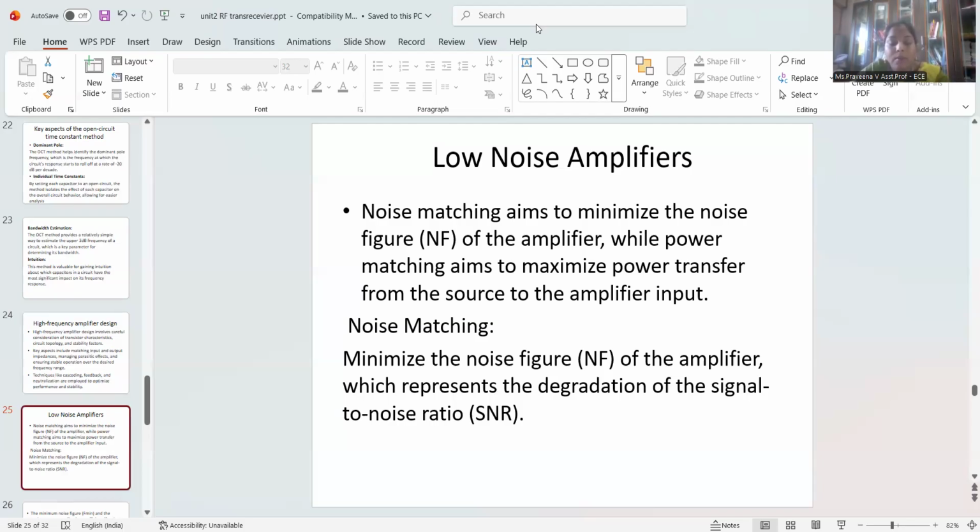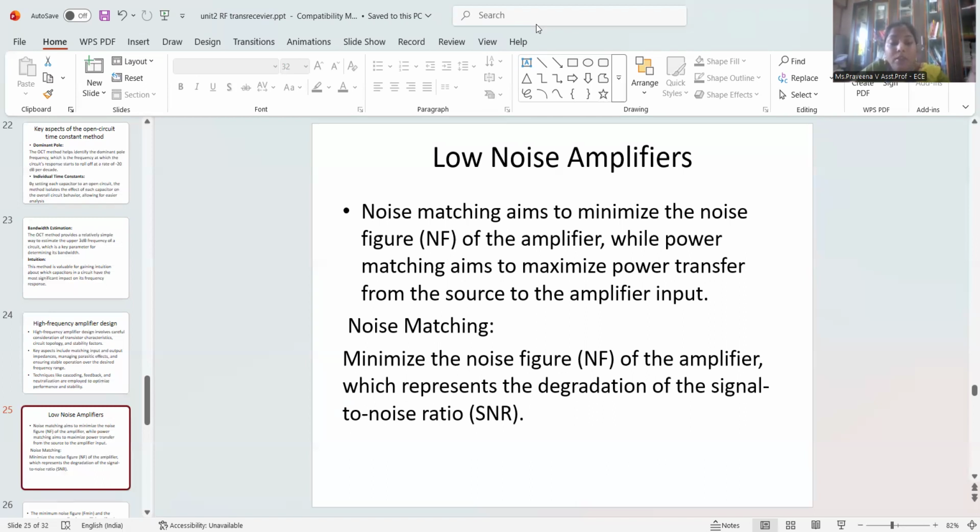Let us see the difference between noise matching and power matching. Noise matching will minimize the noise figure, and power matching will maximize the power transfer. The word itself tells us: minimal noise figure, and maximized power transfer. And noise matching will improve the receiver sensitivity, whereas power matching will increase the signal power.